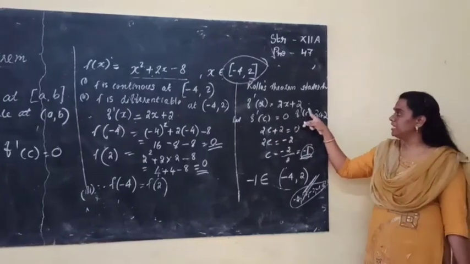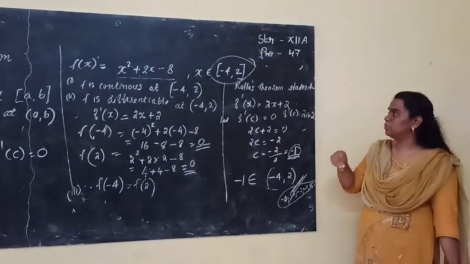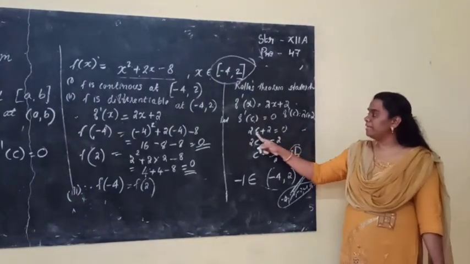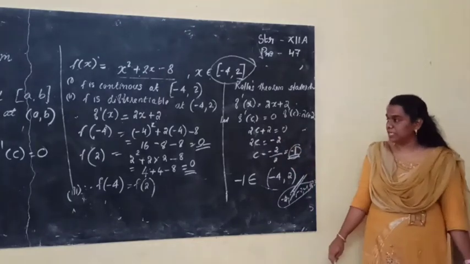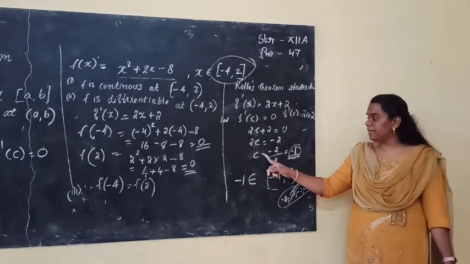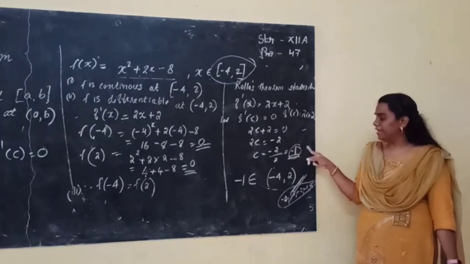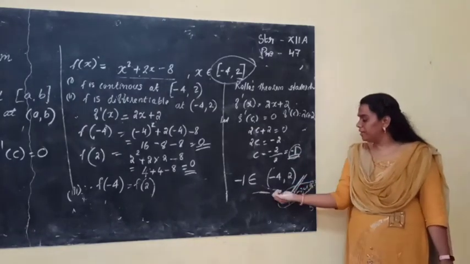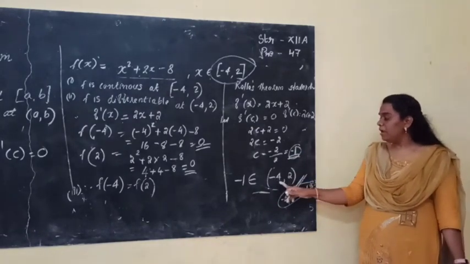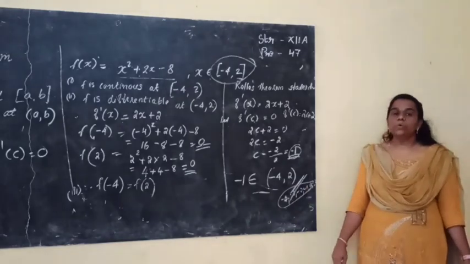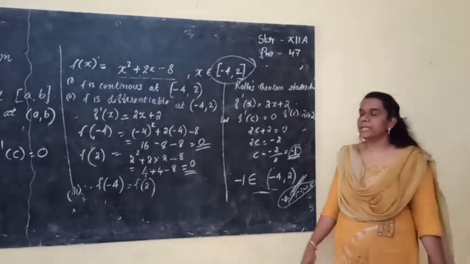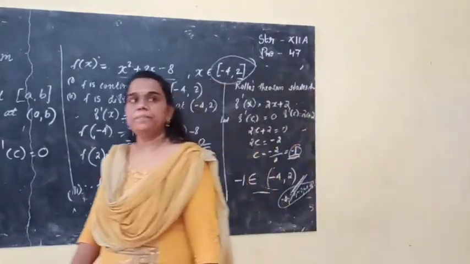Then f dash of c is equal to 2c plus 2. f dash of c is 0, that means 2c plus 2 is equal to 0. Then 2c is equal to minus 2 and c is equal to minus 1. We know that minus 1 belongs to the open interval minus 4 to 2. So we can say that Rolle's theorem is verified.